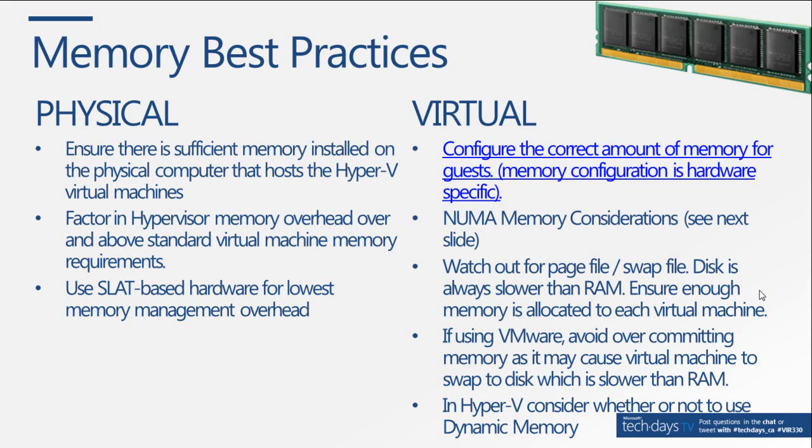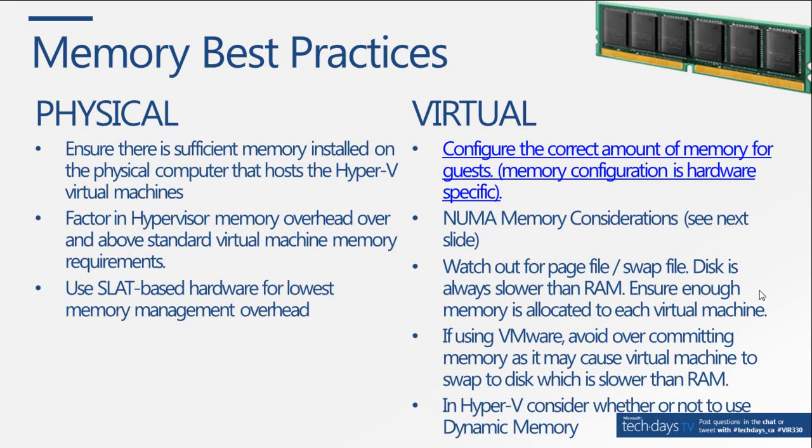Also, don't over commit the RAM. You want to make sure that the total amount of RAM for all the virtual machines doesn't exceed the physical RAM available in the host machine, because that's going to cause paging and swapping, which will slow things down as well. Also, if you are running VMware, try not to use memory overcommit, because even VMware recommends not to use that particular feature in production.